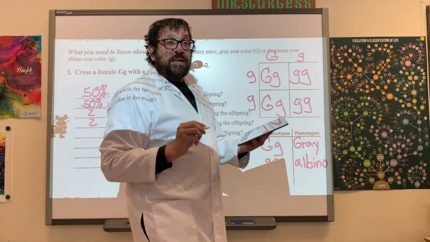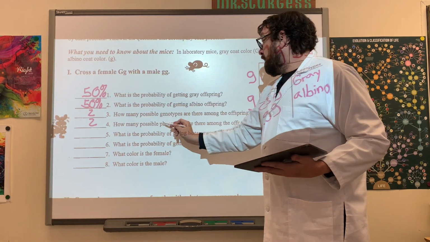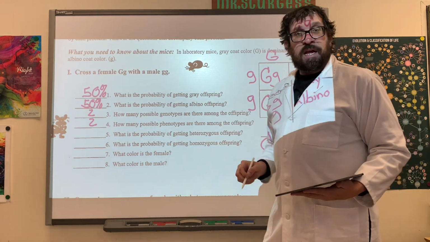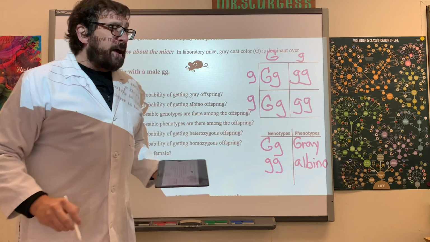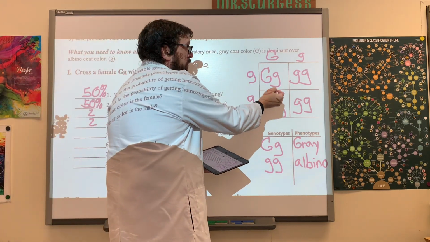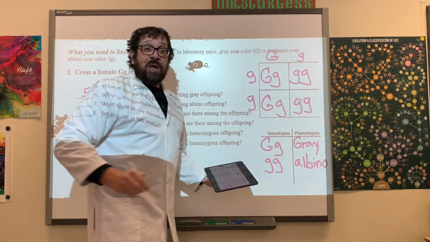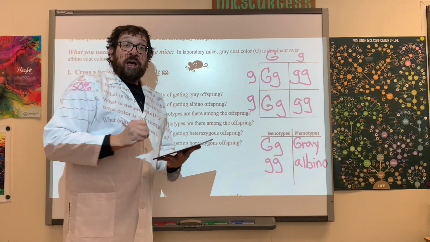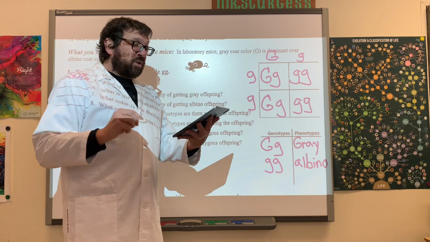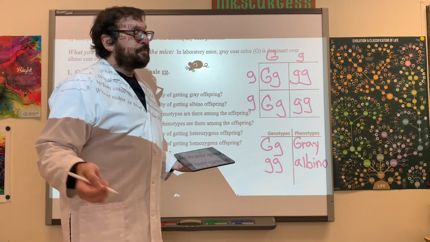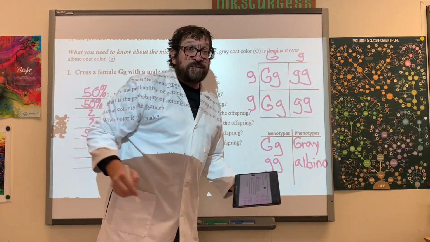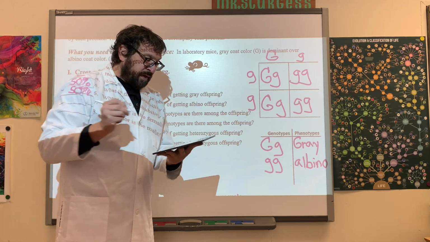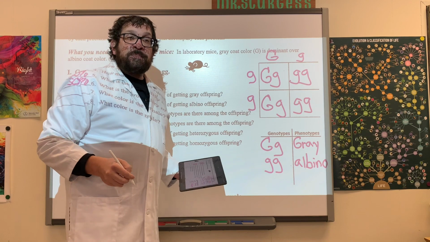What's the possibility of getting a heterozygous, our vocab coming into play? It looks like 2 out of 4. That's a 50% chance of it being heterozygous. What's the probability of being homozygous? You're probably using some common sense right now and saying, well, if it's 50 for one, it's going to be 50 for the other.